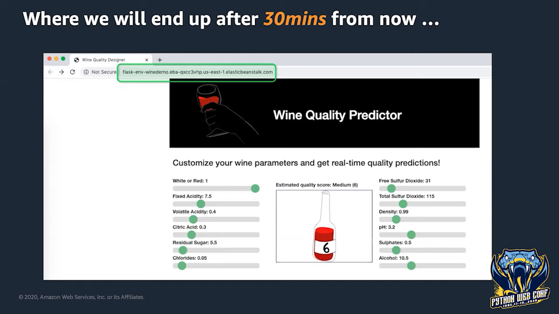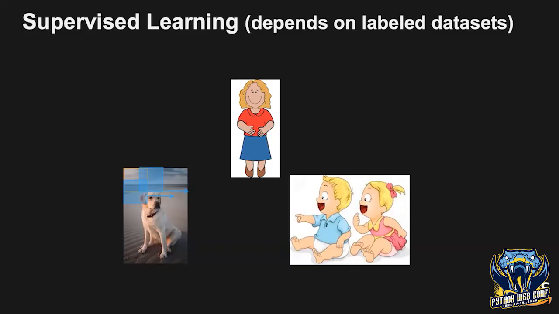This is the whole idea about this particular machine learning model, and the way that we are going to host it is using Elastic Beanstalk. We are going to see what Elastic Beanstalk is and how we can deploy our model. But before that, we'll spend a couple of minutes on the machine learning side of it.